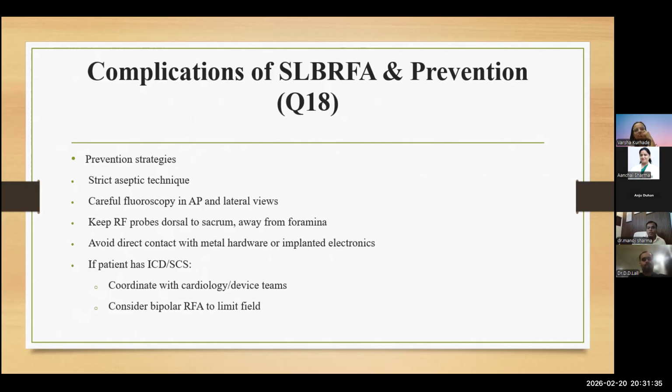And we should avoid direct contact with metal hardware or implanted electronic devices if the patient has an intracardiac defibrillator or a spinal cord stimulator. We should also coordinate with the cardiology team or device team before doing RFA. And in these patients, we should consider bipolar radiofrequency ablation compared to unipolar RFA.